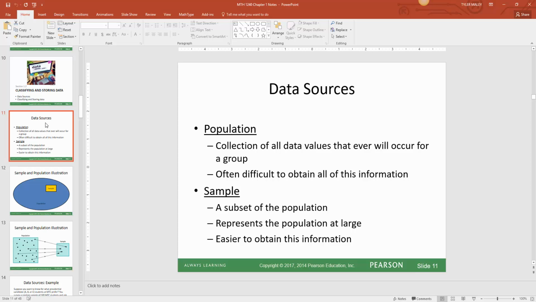So what we do instead is we get a sample. A sample is a subset of the population that we use to represent the population at large. The reason is it's easier to obtain this information, and if we follow the guidance that you're going to learn in this course, it can be just as good as having the population. Of course, there's going to be some variation, some error, but we can use that to generalize to the population.